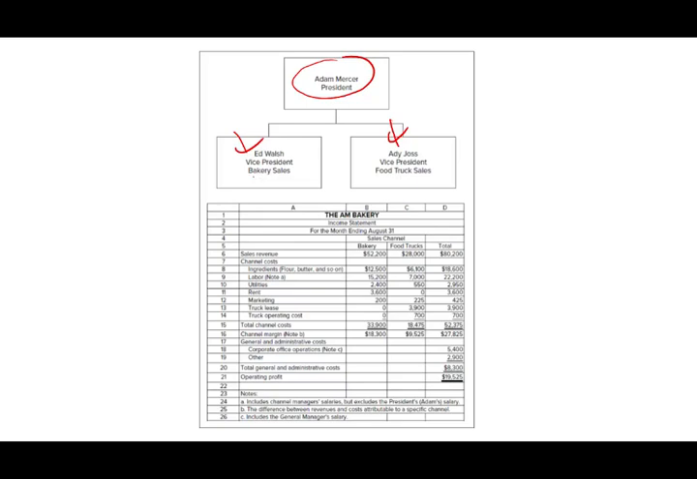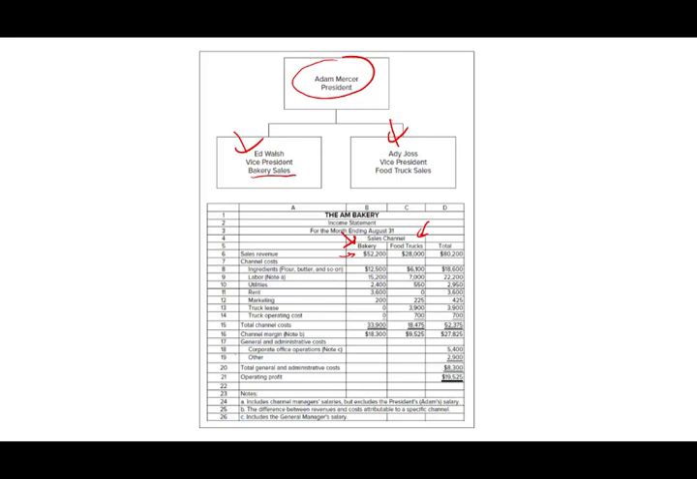Ed is responsible for the bakery sale, and Eddie is responsible for the new route. So what we do is we break down sales and revenues and cost for each segment separately. Here we have basically two segments, the bakery segment and the food truck segment. And what we do is we compute the profit for the bakery, the profit for the food truck sales, net the profit for both, computing revenues and expenses separately that each one is responsible for.